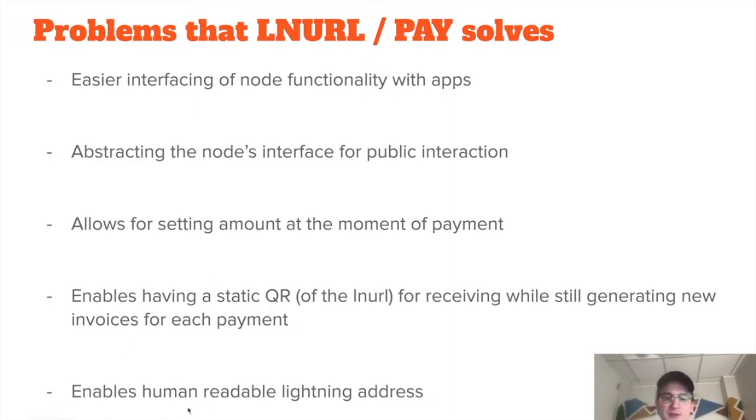So finally, it enables a human readable Lightning address. Lightning address is just another little layer of abstraction that goes on top of an LNURL Pay endpoint. And that's something we'll build in the near future. But it's really easy to add that onto an already existing LNURL Pay endpoint.